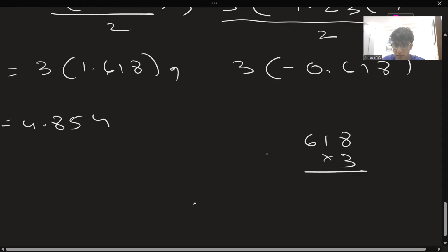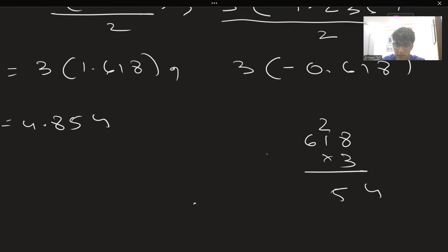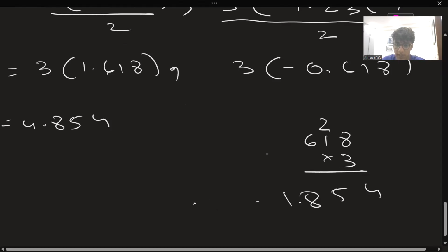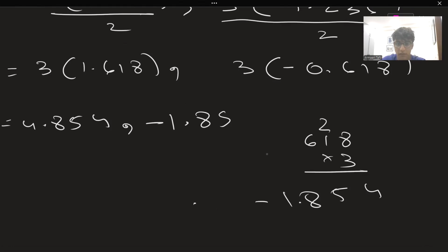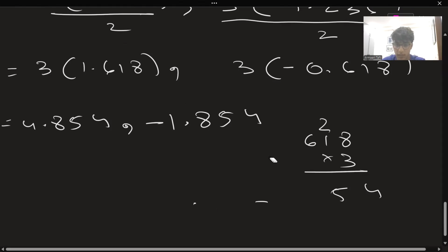0.618 into 3 is 24, 3, 5, 3, 6 are 18. Three decimal places and a negative sign. So the other one is minus 1.854.